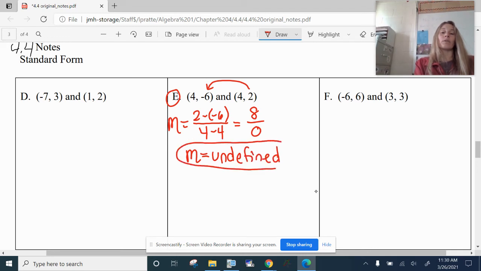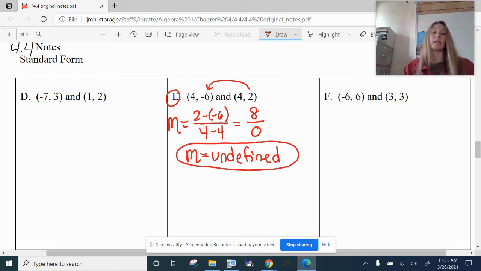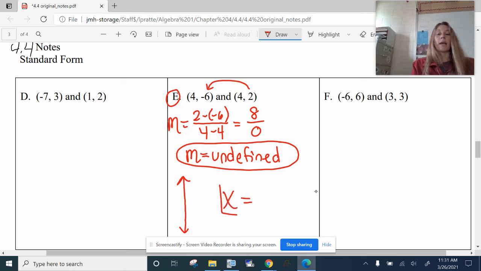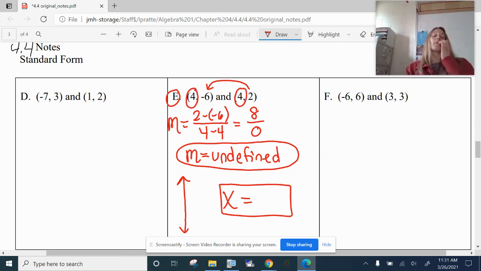Okay, so whenever you have a slope that's undefined, remember when the 0 is underneath, it's undefined, that means that this would be a vertical line. And the equations of vertical lines are just x equals a number. Well, look over here. What are both of the x values? This tells us if 2 points on the line both have the same x value, it has to be a vertical line. That means all the points would have to have an x value of 4. So the equation of that vertical line would be x equals 4.